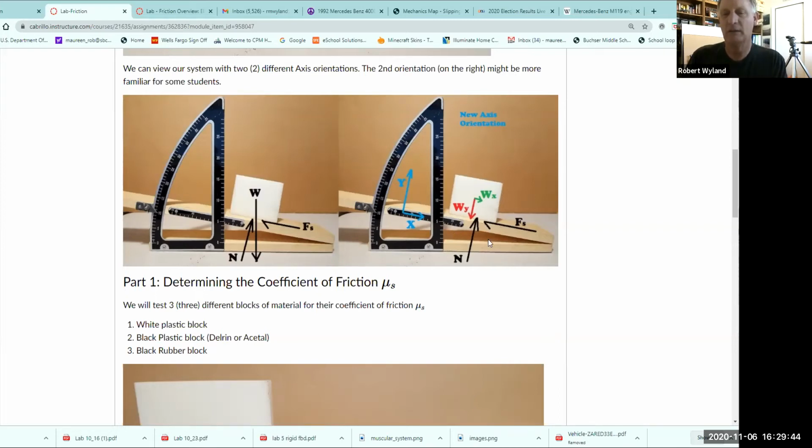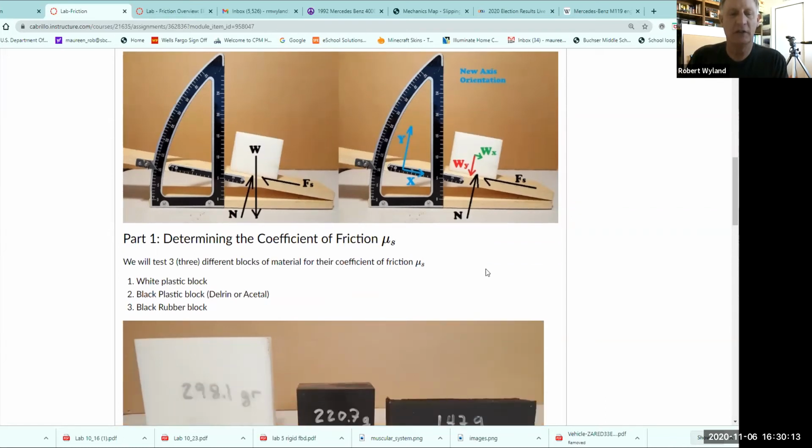So now, just as a reminder, our force couples are going to be Wx and Fs, which are going to be a force couple creating a negative moment, and Wy and the normal force are going to be creating a positive moment. So those are going to be the two forces that are at odds with each other at tipping.